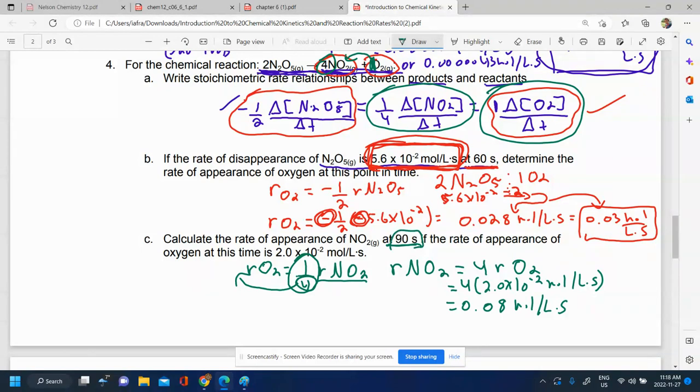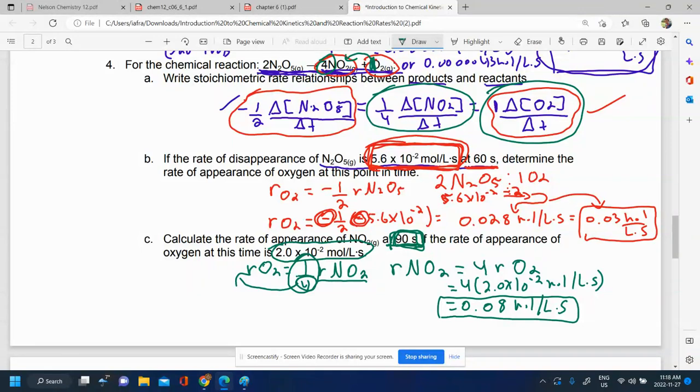I will tell you if that is considered a real significant figure. Again, it depends on what graph we're looking at. But in general, just to be safe, go with that's 1 significant figure. So we had 0.08 moles per liter second as the rate of appearance of nitrogen dioxide, which makes sense because it is 4 times that of the rate of appearance of oxygen according to our stoichiometry coefficient.